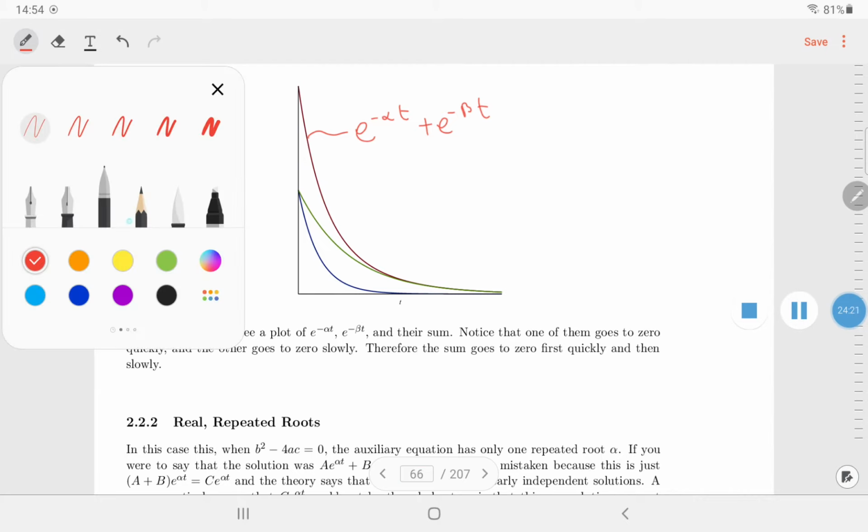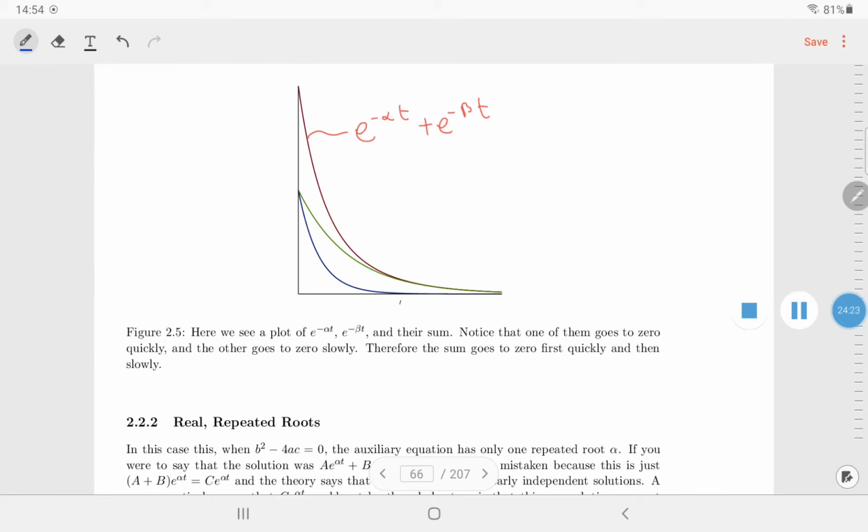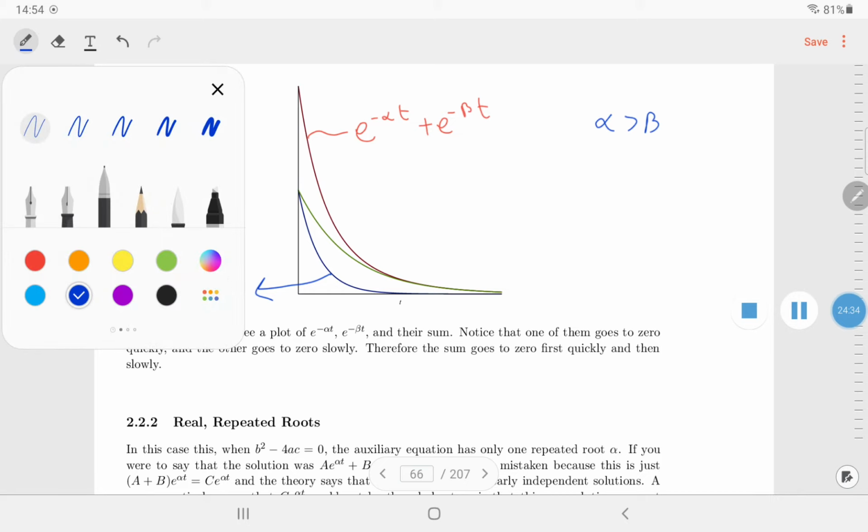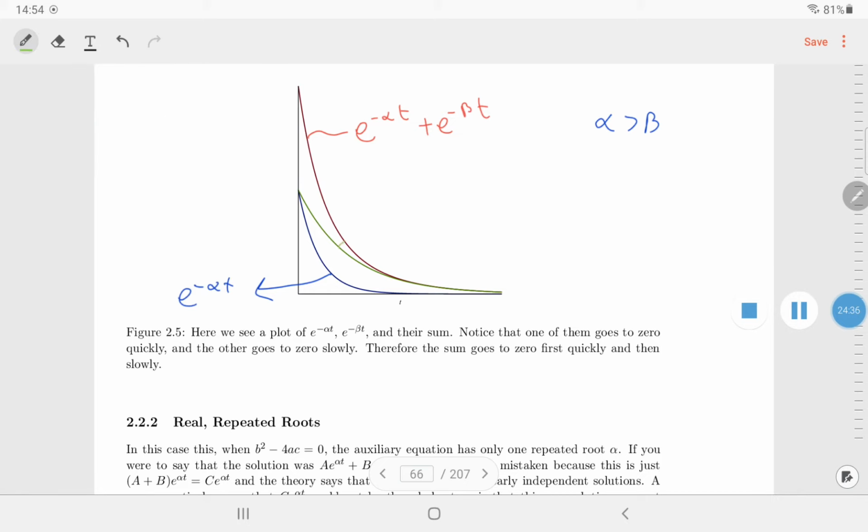So say alpha is bigger than beta, then do you see the blue one? That would be the e to the minus alpha t. So that goes to 0 quite quickly, and the other term goes to 0 slowly. And so their sum, which is the red line, has kind of got a two-track speed.